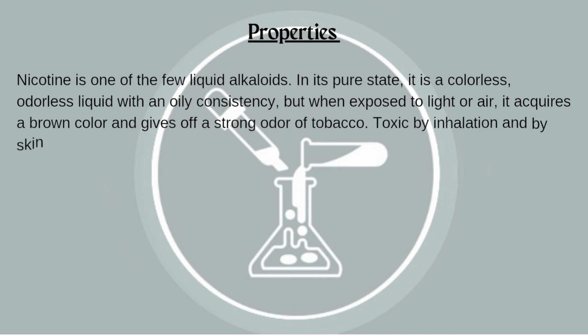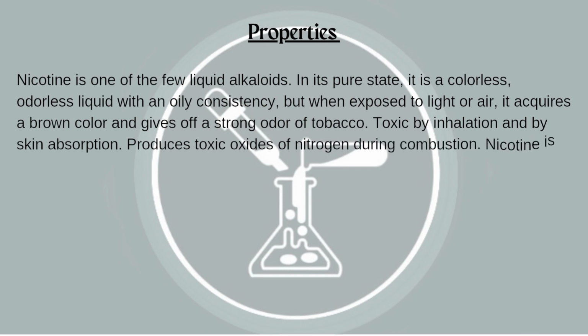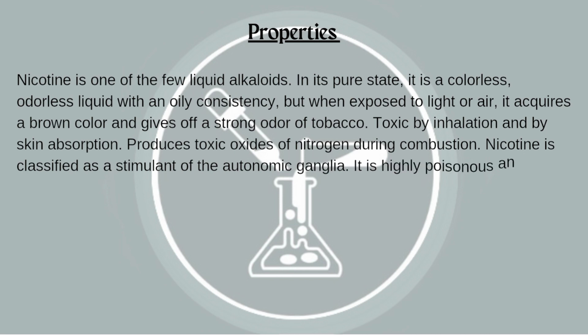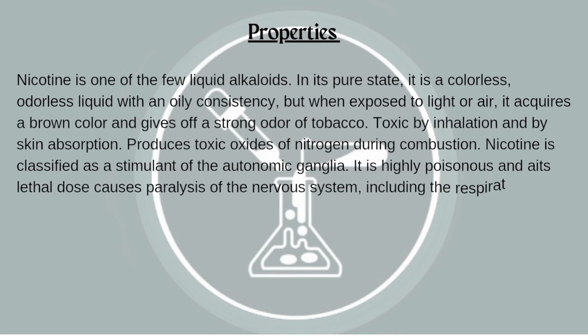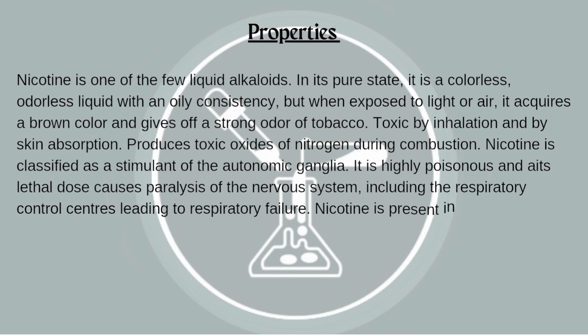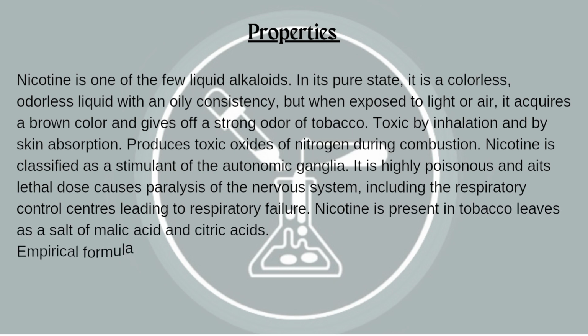Toxic by inhalation and by skin absorption. Produces toxic oxides of nitrogen during combustion. Nicotine is classified as a stimulant of the autonomic ganglia. It is highly poisonous and its lethal dose causes paralysis of the nervous system, including the respiratory control centers, leading to respiratory failure. Nicotine is present in tobacco leaves as a salt of malic and citric acids. Empirical formula, C10H14N2. Boiling point, 247 degrees Celsius.